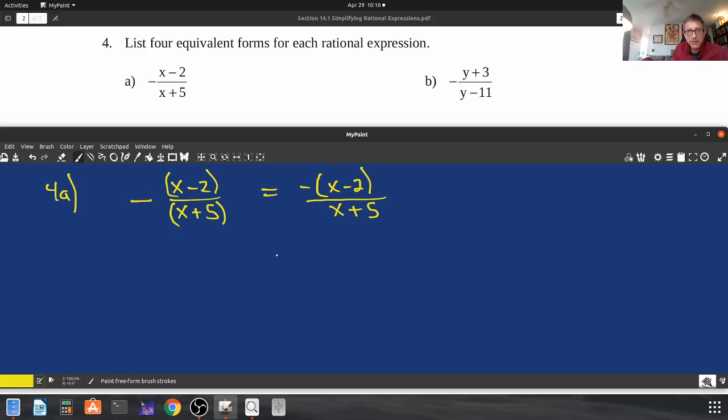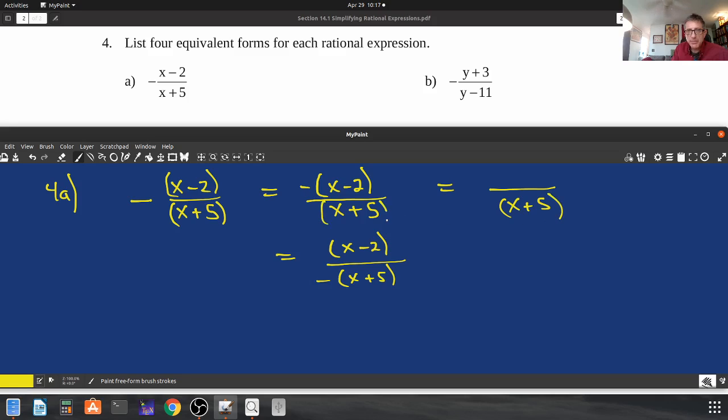It just resulted by taking the minus sign that's level with the division line and putting it in the numerator. Well, let's do another one along those same lines of reasoning. X minus 2, but this time I'm going to take the minus sign and put it on the denominator. So, okay, there's 2 equivalent forms. How can I get 2 more?